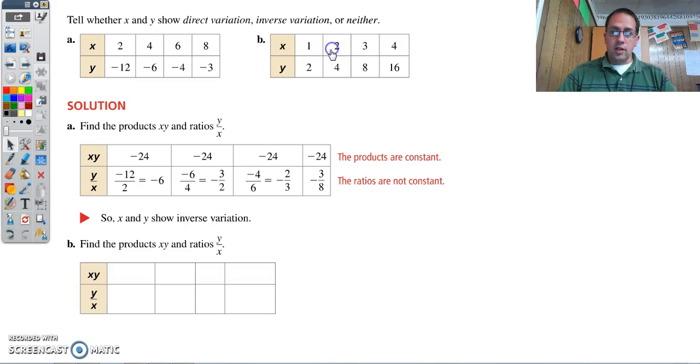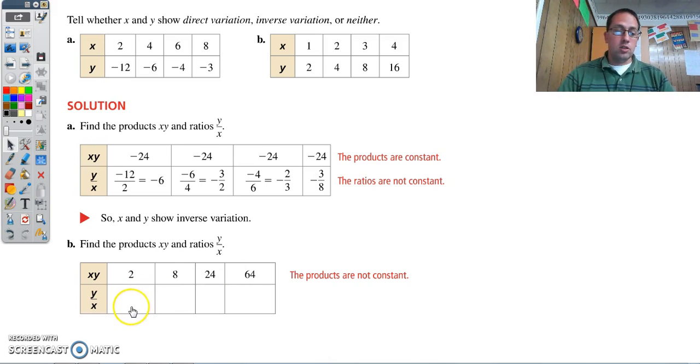So let's take a look at b. Look at the products, x times y. So 1 times 2 is 2. 2 times 4 is 8. 3 times 8 is 24. 4 times 16 is 64. So the products are not constant, so this is not going to be inverse variation.